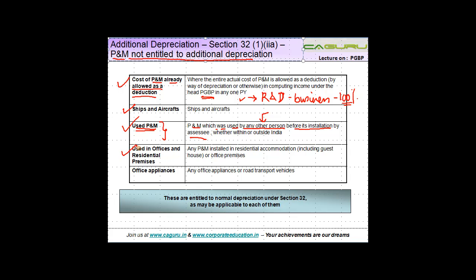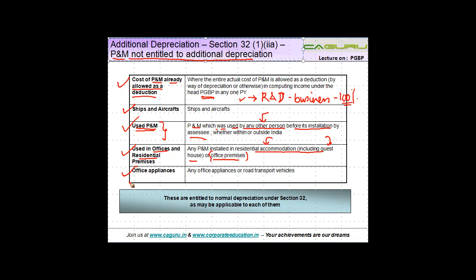Fourth, used in office and residential premises. Any plant and machinery installed in residential accommodation, including guest houses. So suppose you have given some residential accommodation to your employees, or you are maintaining a guest house wherein your employees may come and stay while they are traveling for business, or any plant and machinery which is installed in your office premises, on those additional depreciation is not allowed.